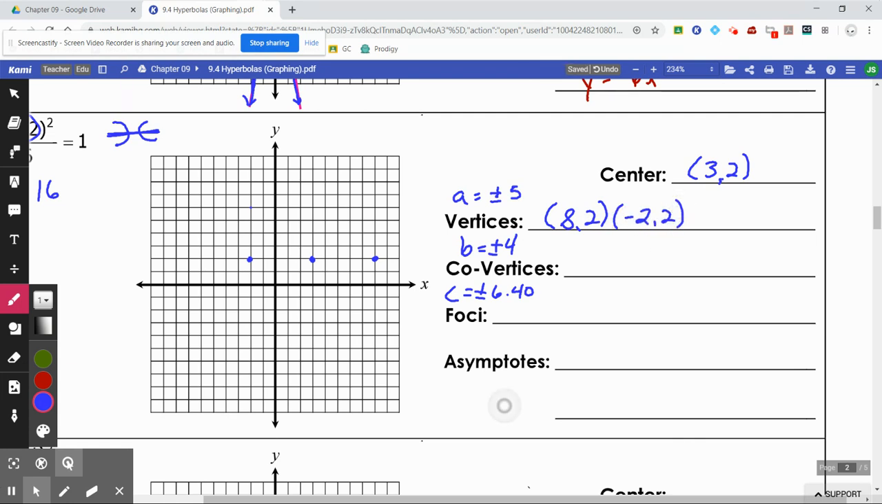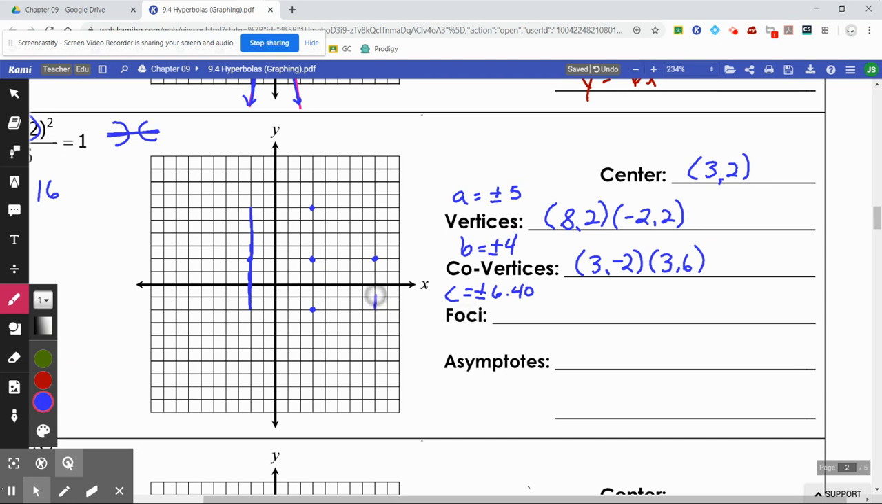The co-vertices are found by going up 4 and 1, 2, 3, down 4. That's going to be located at 3, -2 if you go down 4, and 3, +6 if you go up 4. So there's all those. Let's draw our box that we're going to use to find our asymptote line.